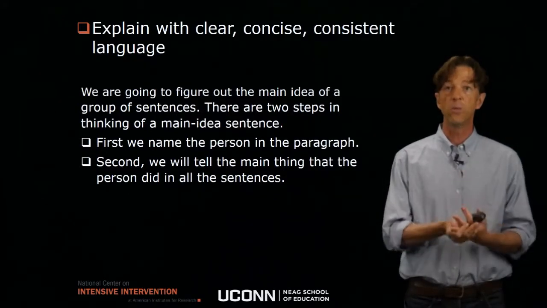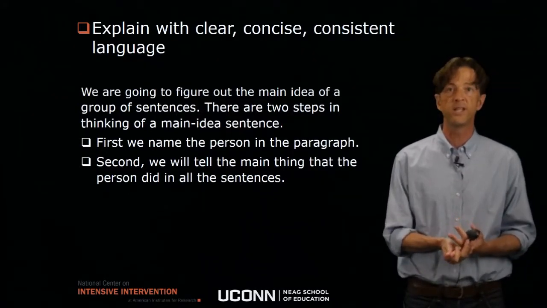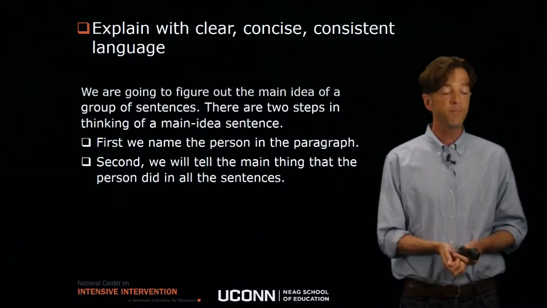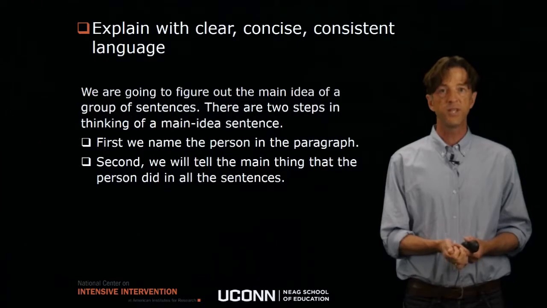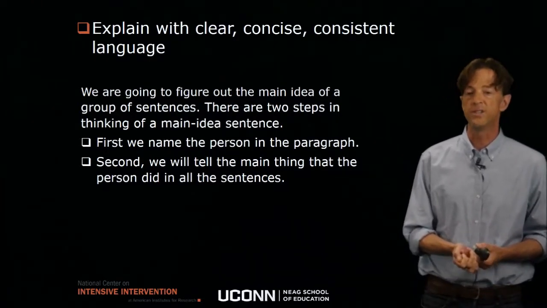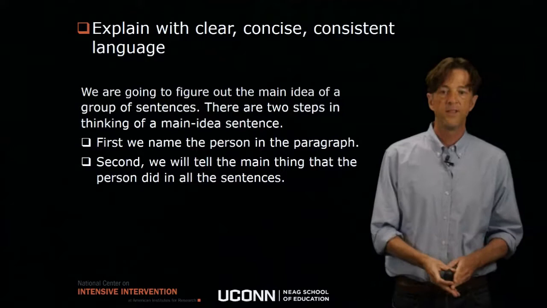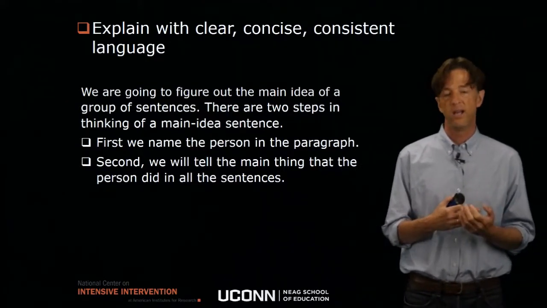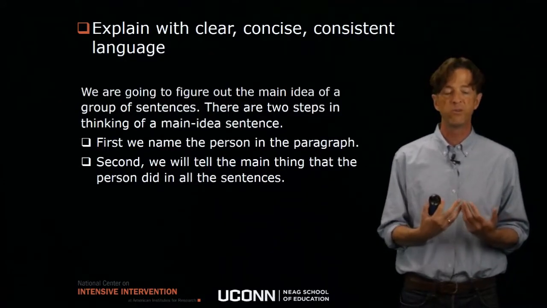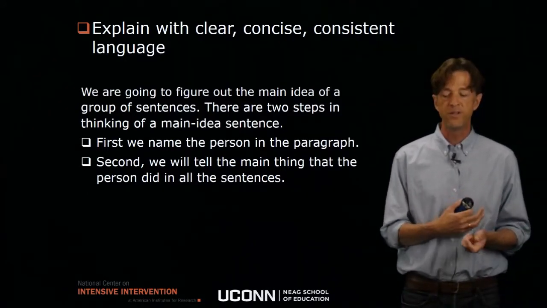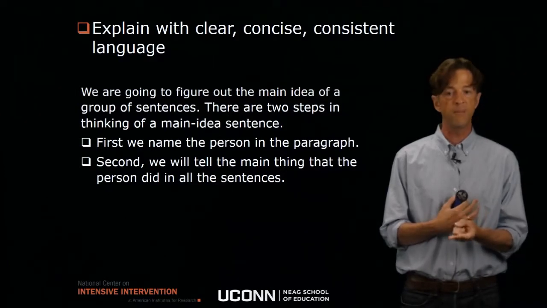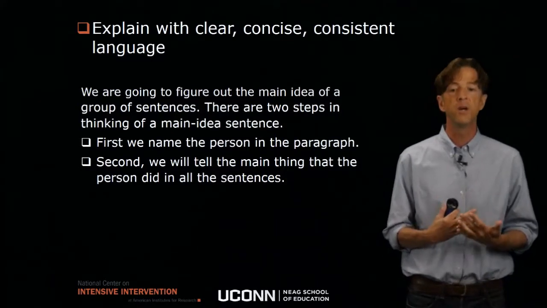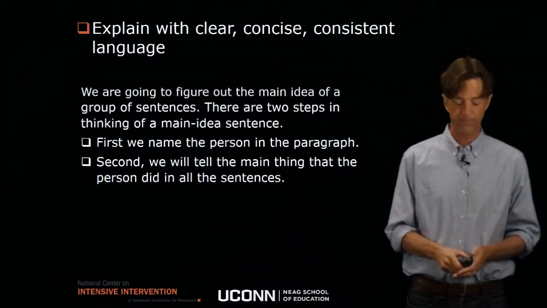So here's an example. We are going to figure out the main idea of a group of sentences. There are 2 steps in thinking of a main idea sentence. First, we name the person in the paragraph. Second, we will tell the main thing that the person did in all the sentences. So again, this is starting off the strategy, which is the main idea, in a very simple way. We'll probably build on this over time, but when we're initially introducing it and modeling it, we're using very clear and consistent language. There are these 2 steps, and each of these steps has very clear and consistent language that we'll use all the time when we're talking about this strategy.